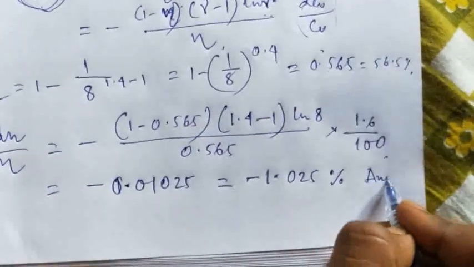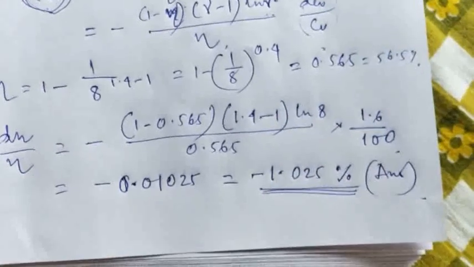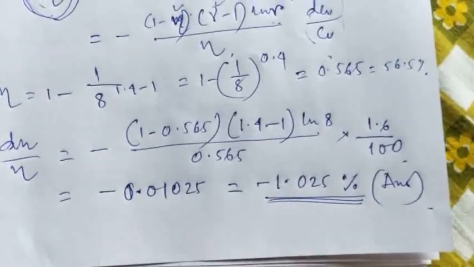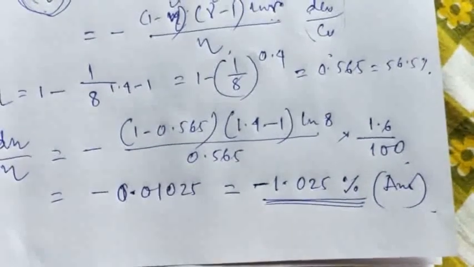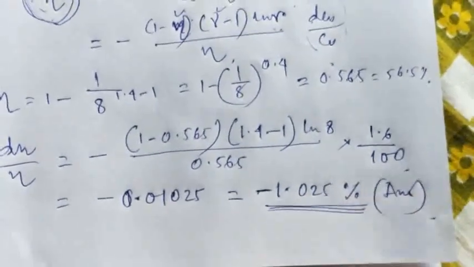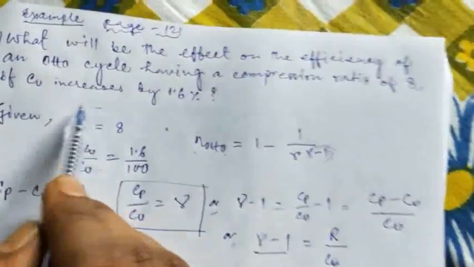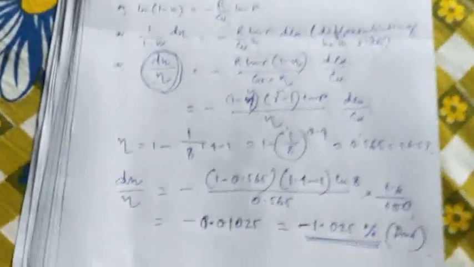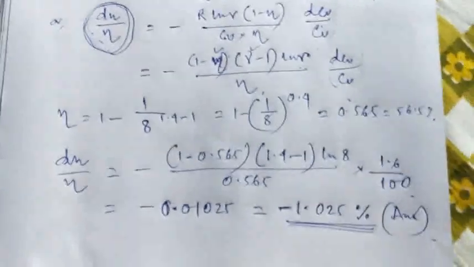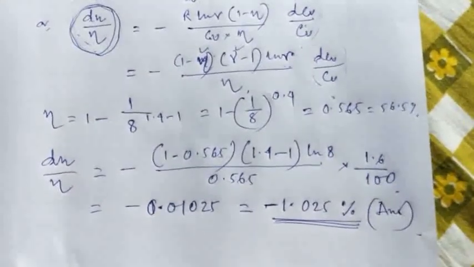This is our answer. This much percentage of efficiency will change. The minus sign indicates that the efficiency of the fuel air cycle will decrease by 1.6% due to the increase of specific heat at constant volume. I hope all of you have understood. Next, problem 3.2 is a similar type of problem.